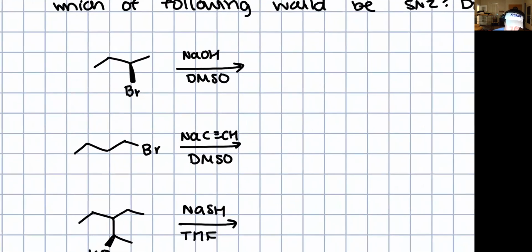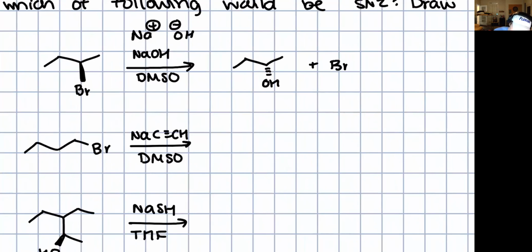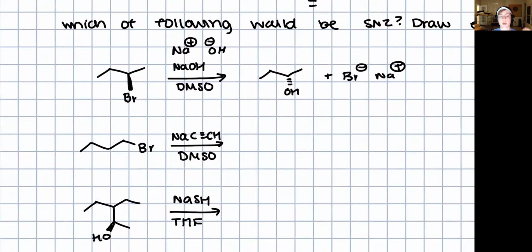But with this, we have NaOH, which will dissociate into sodium plus and hydroxide. And our hydroxide is going to be a strong nucleophile. And so it will attack, and there will be an inversion of stereochemistry. And then our bromine leaving group will be chilling with the sodium plus. So this one will do SN2 because we have a pretty available electrophile, a strong nucleophile, and a polar aprotic solvent.